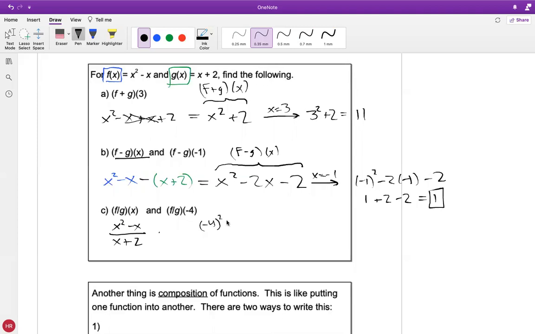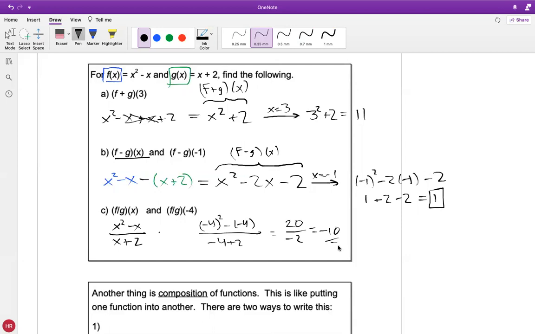-4 squared minus -4, all over -4 plus 2. -4 squared is 16, and then it's a plus 4 because it's minus a minus. 16 plus 4 is 20. The bottom is -2, and that gives me -10.